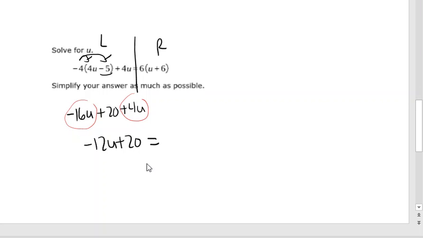Then we have our equal sign. On the right side, all we have to do is distribute our 6 to both the u and the 6. So 6u plus 36. Okay? Now from there, all we have to do is get these two terms that have the same variable. We want to get those on the same side. Now, we have a couple of choices to make. We could either add 12u to both sides, or we could subtract 6u from both sides.